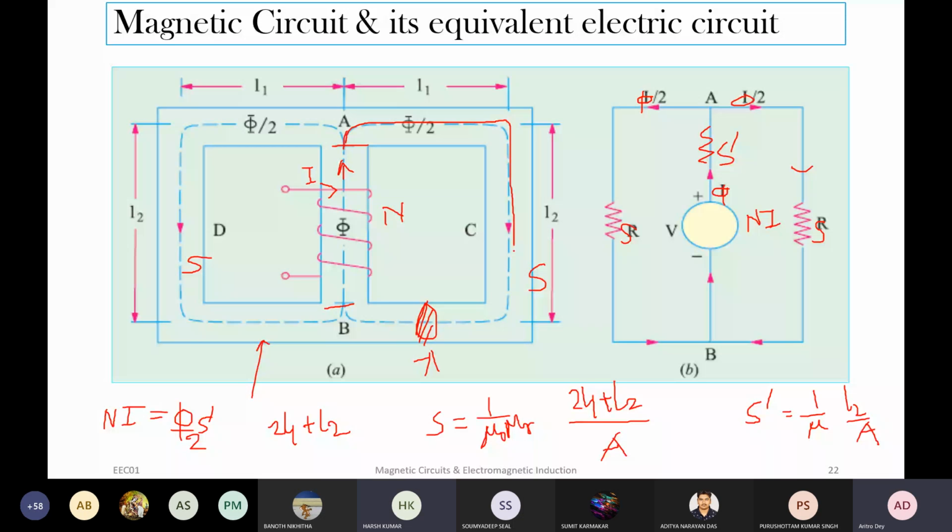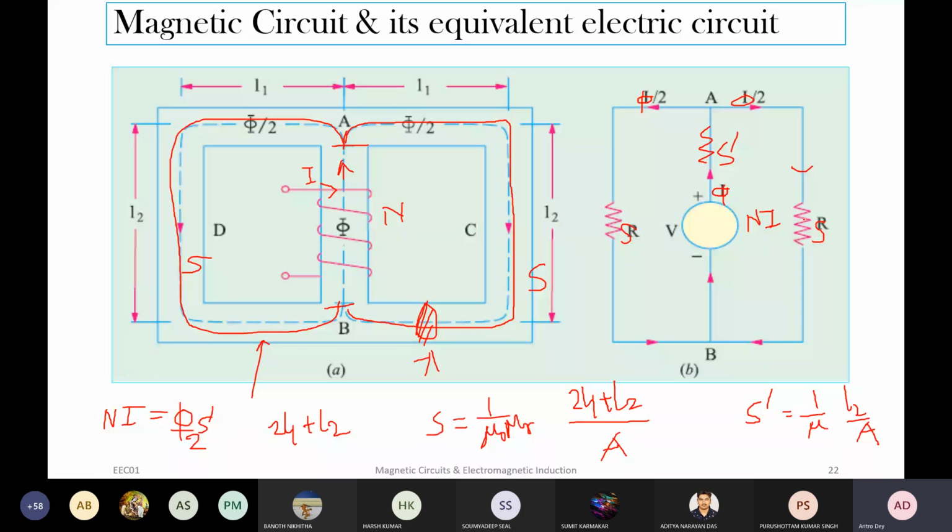Got it? Similarly, for this path, this is L1 plus L2 plus again another L1, so 2L1 plus L2. And for this, it is only L2. So in that way you can solve; it is better to follow it like that. Whenever you solve an electrical circuit, in the same way you can find out for the magnetic circuit, and it will be more clear if we take a problem.